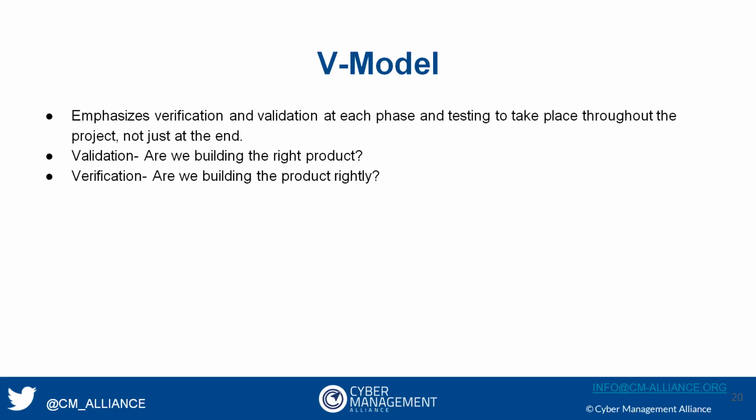And then the V model has two parts. One is validation, the other is verification. I want you to read these sentences. Validation means, are we building the right product? And verification means, are we building the product rightly? Tell me which one is macro and which one is micro. Are we building the right product? Macro.